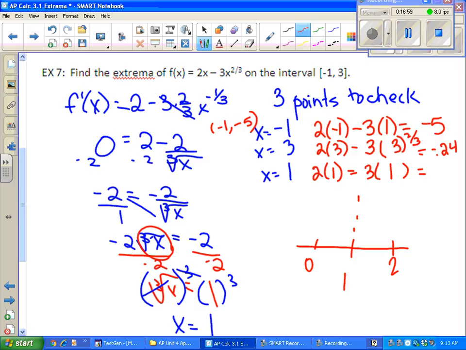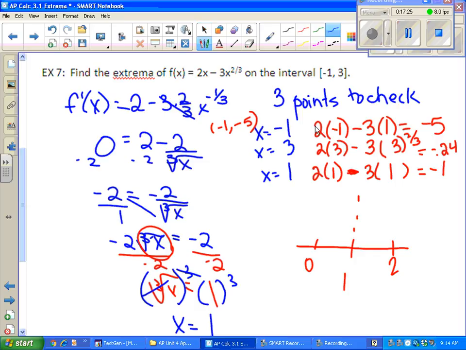Oh, it should be minus. Did you get -1? All right. What's my highest point? What's my lowest point? That would be the highest point. And then the lowest point, -5. So we have an absolute.